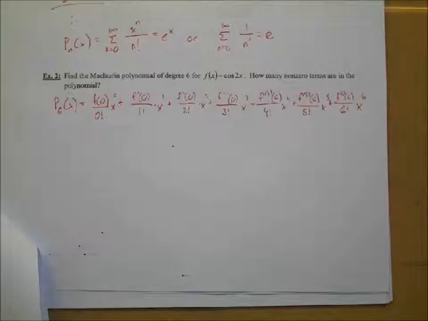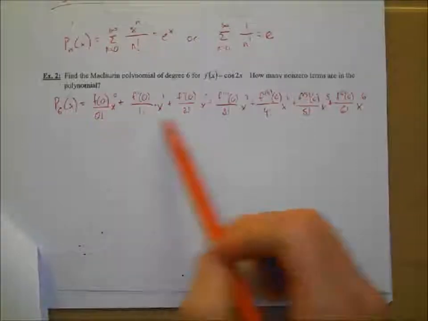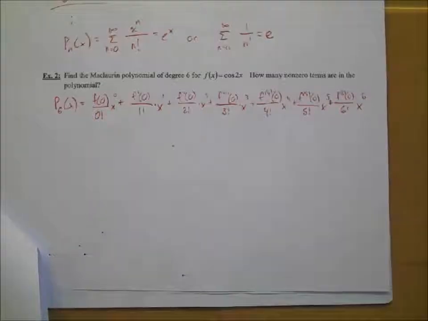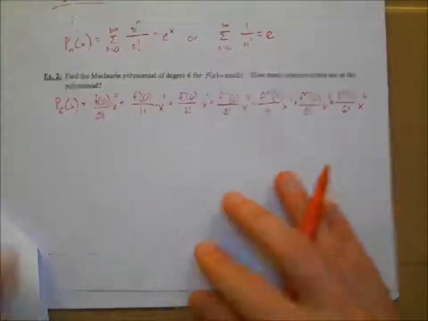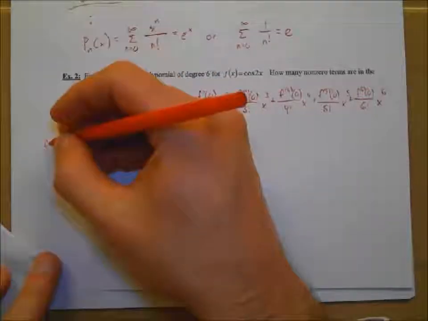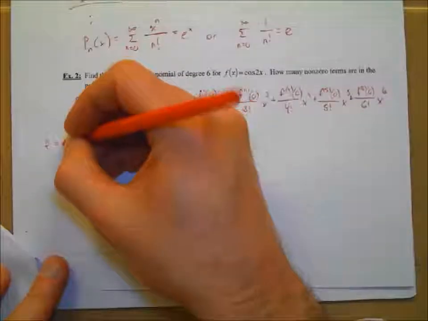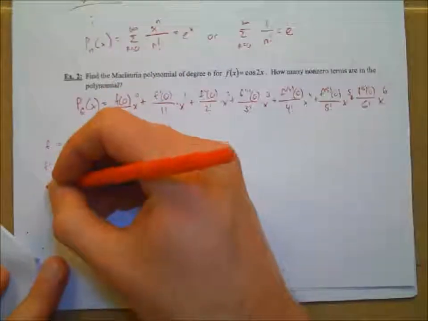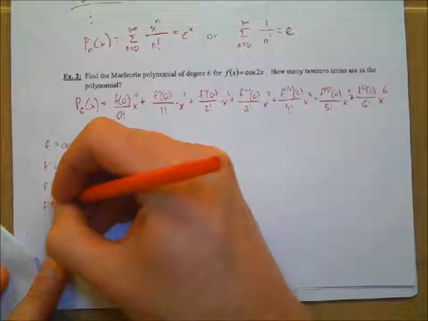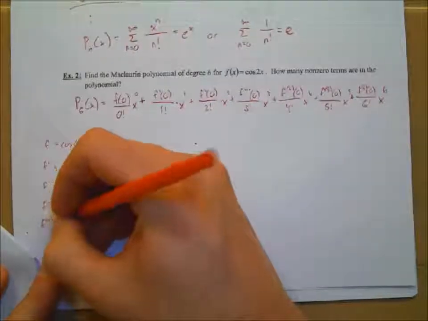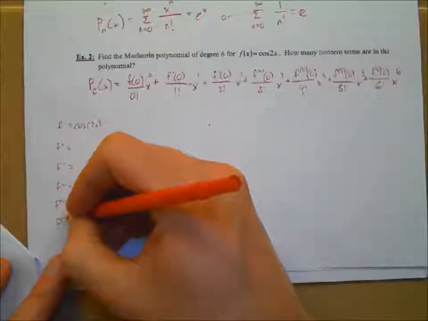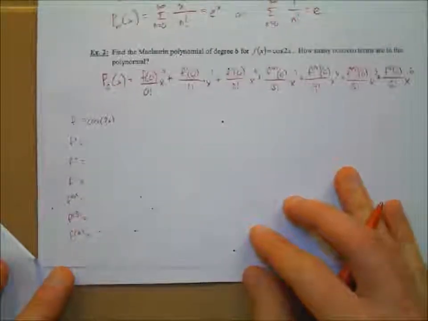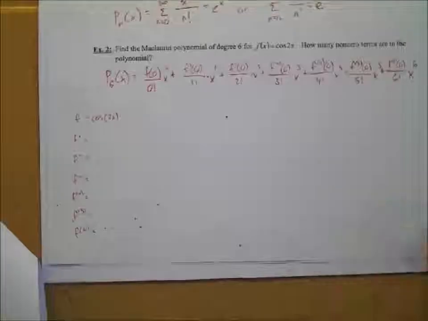Okay, so that's what we need in order to come up with our polynomial here. The factorials aren't too bad. It's all these derivatives. We're going to have to find all these derivatives evaluated at 0. So let's do that over here. f is cosine 2x. And why don't you guys go ahead and give me f prime, f double prime, f triple prime, fourth derivative of f, fifth derivative of f, and sixth derivative of f. So go ahead and just do that real quick for me, please.